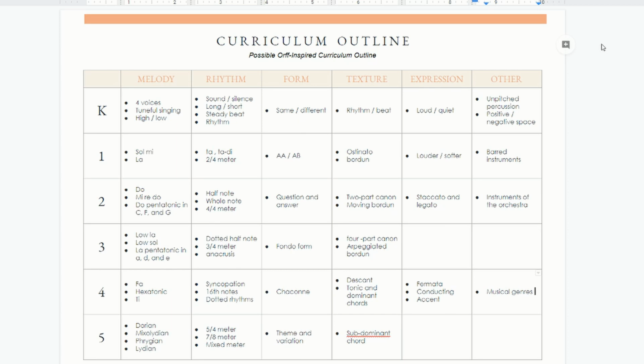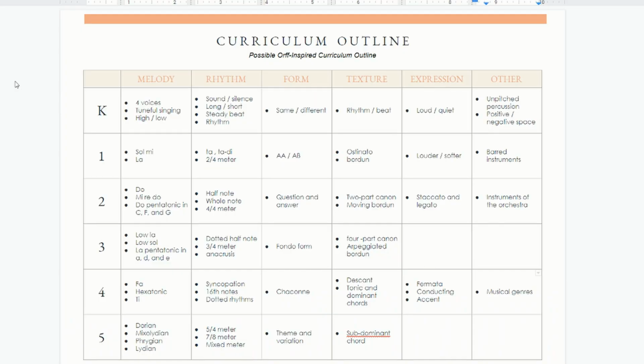You'll notice that a lot of the kindergarten concepts are the same from an Orff-inspired outline and a Kodaly-inspired outline. A lot of the foundational ideas that you cover in kindergarten are going to remain consistent. So things like 4 voices, tuneful singing, the differentiation between high and low, things like steady beat and the rhythm of the words. Those are pretty consistent across the board.